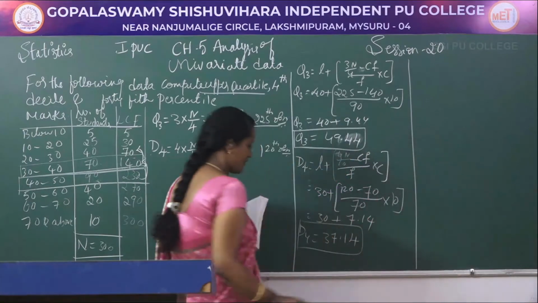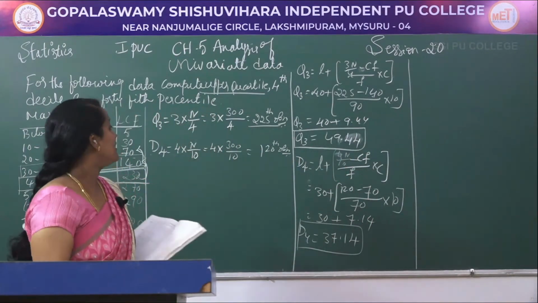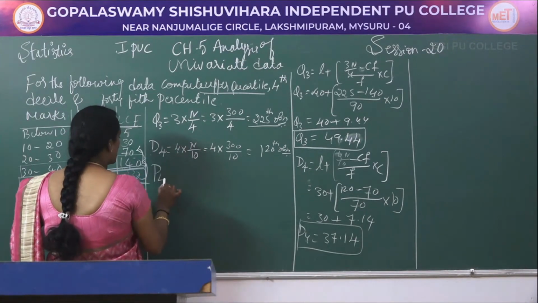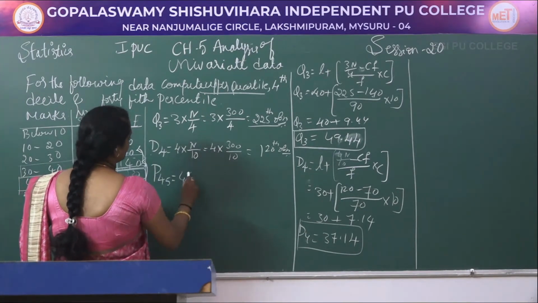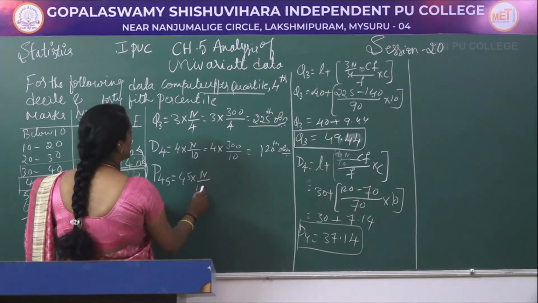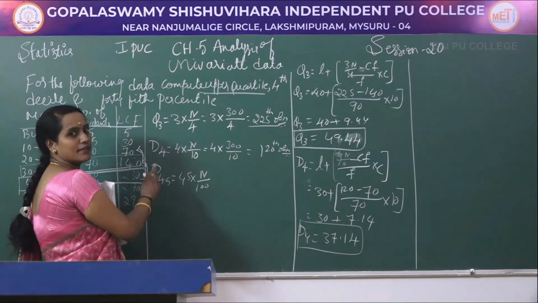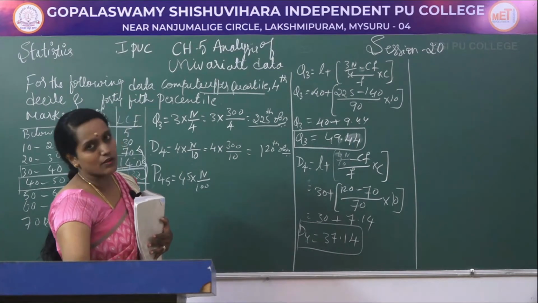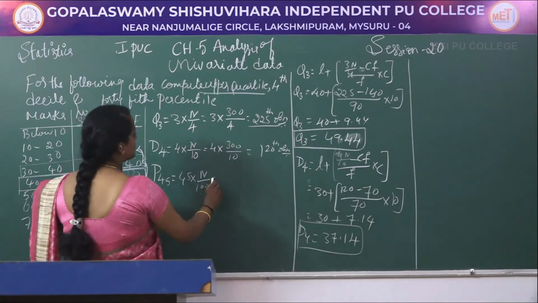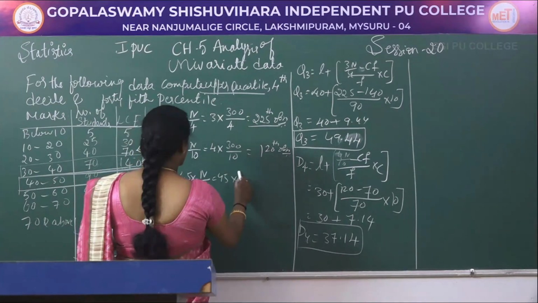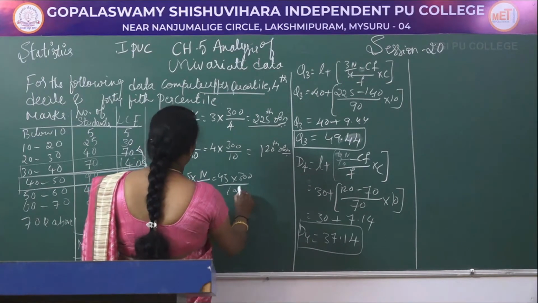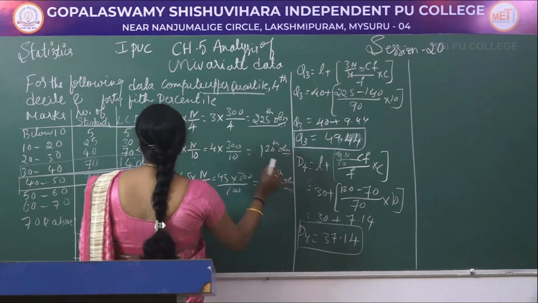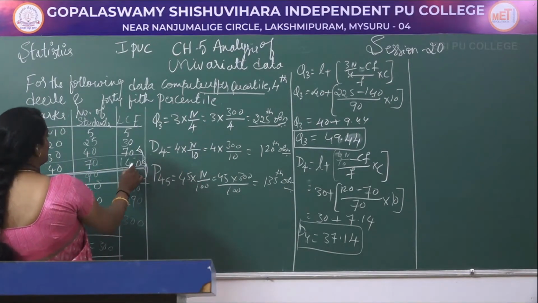D4 value is 37.14. Let's solve the 45th percentile, that is P45. It is 45 into n divided by 100. Since this is percentile, we are dividing the given total number of observations into 100 equal parts. So I will divide this by 100. This is 45 into 300 divided by 100, and this is the 135th observation. 135 again comes in this interval 30 to 40.